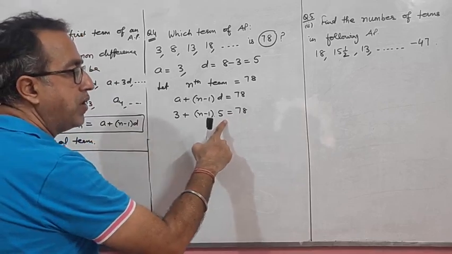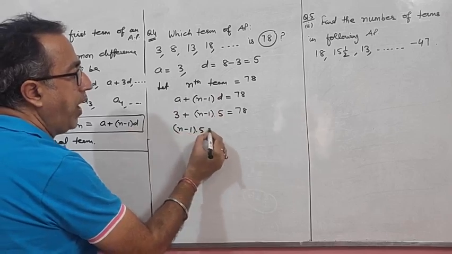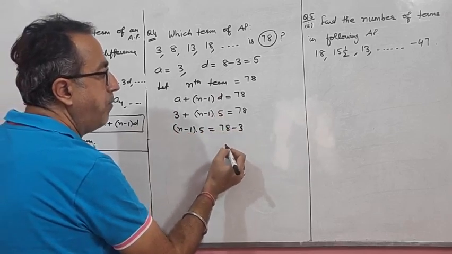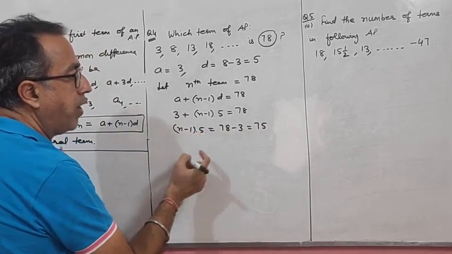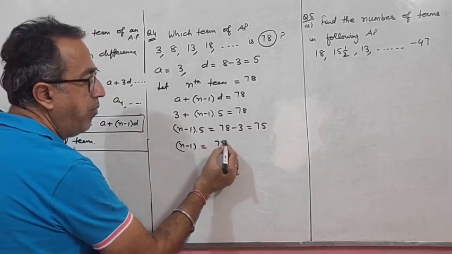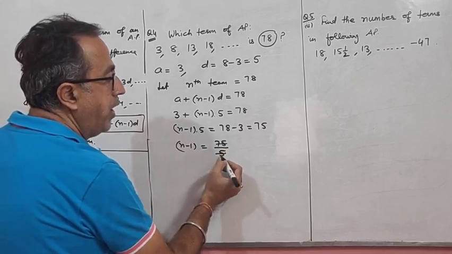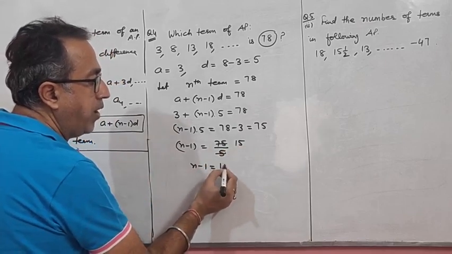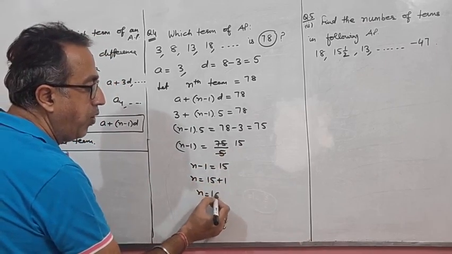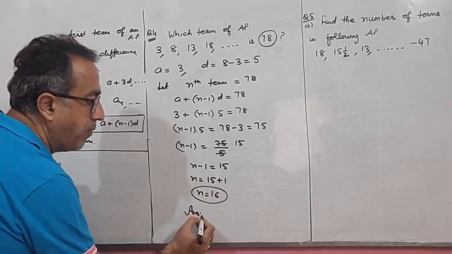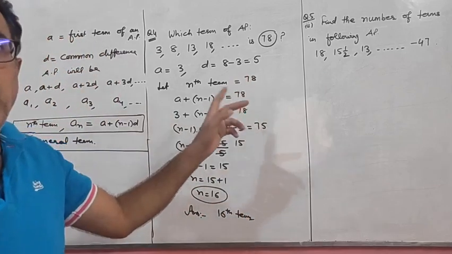Now you solve this equation for n. Take this 3 to the right hand side, n minus 1 into 5 equal to 78 minus 3, which is 75. Now take this 5 to the right hand side. It will divide 75. 75 upon 5, you get 15. So n minus 1 is 15. Now n is 15 plus 1, n is equal to 16. So the answer is the 16th term is 78 for the given AP.